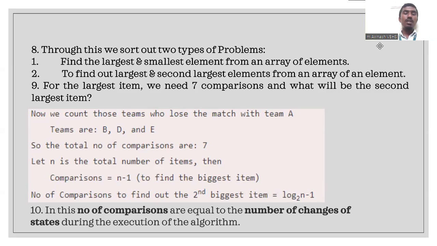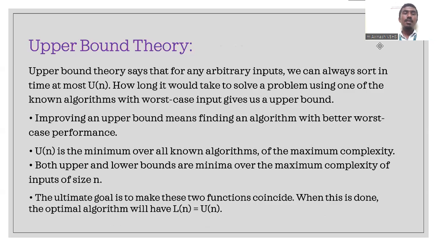Let n be the total number of items. Then the number of comparisons is equal to n minus 1 to find the biggest item. The number of comparisons to find the second biggest item is equal to log base 2 of n minus 1. In this, the number of comparisons is equal to the number of changes of state during the execution of the algorithm.